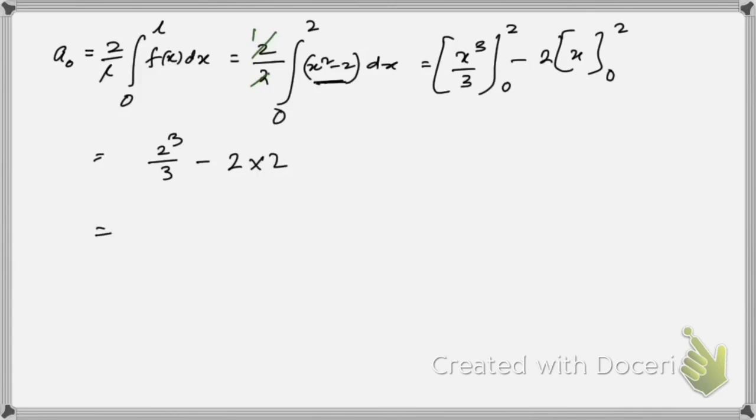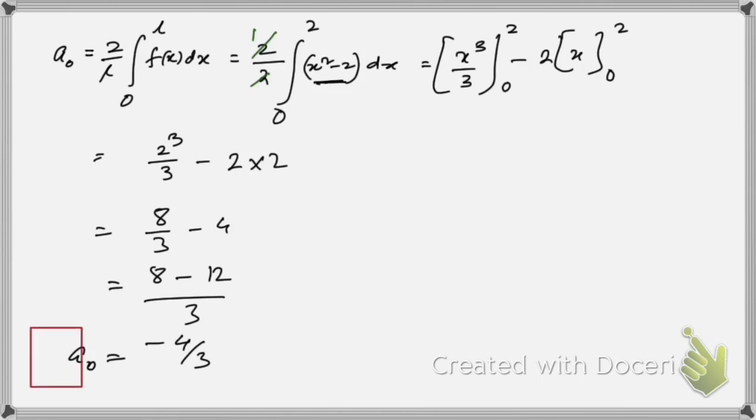So here 8 by 3, then 4, then 8 minus 12 by 3, that's going to be minus 4 by 3. So this is the value of a naught. So we have got the value of a naught. Now let's find an.